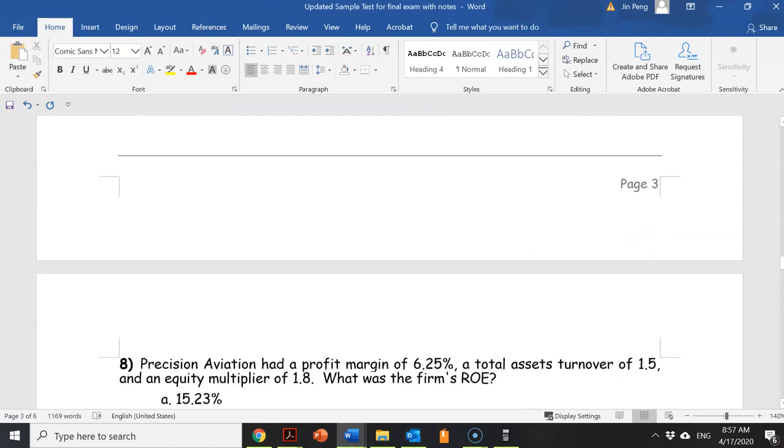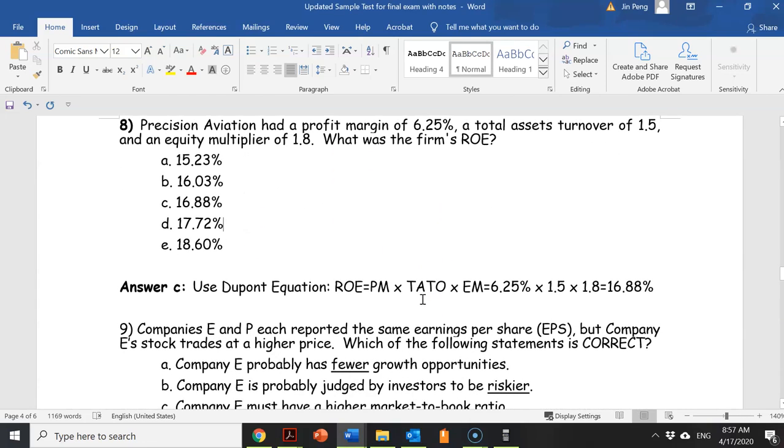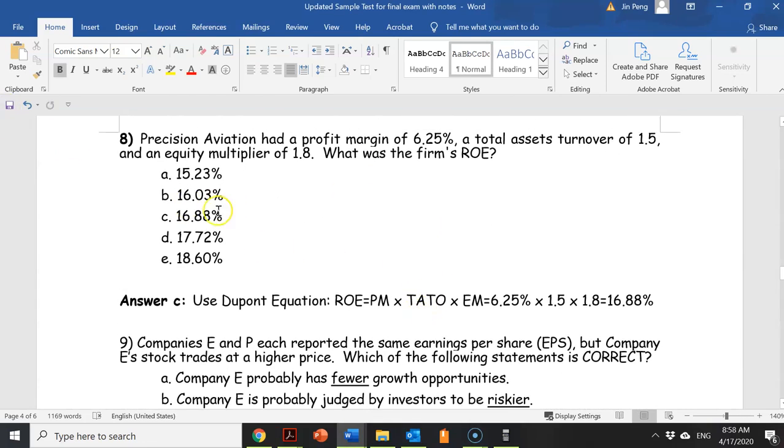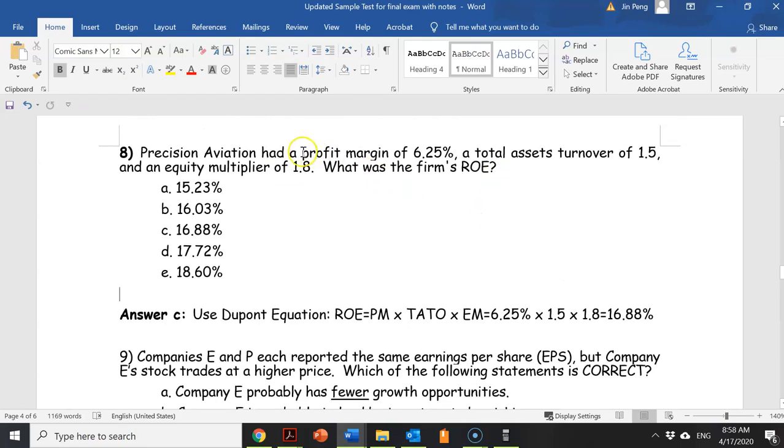Okay, that's question 7. Okay, let's look at question 8. This firm had a profit margin of 6.25%, a total assets turnover of 1.5, and an equity multiplier of 1.8. What was the firm's ROE? Okay, so we know profit margin here, we know total assets turnover here, we know equity multiplier here, we want ROE.